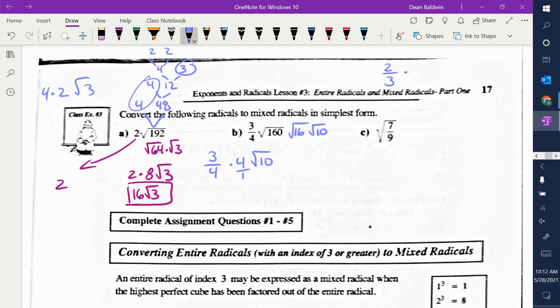What's 3 times 4? 4 times 1, 4. What's 12 divided by 4? 3. What you could have done right at the beginning is these 2 4s, because one's up top, one's underneath, will cancel each other out. And you just get 3 root 10. Okay?